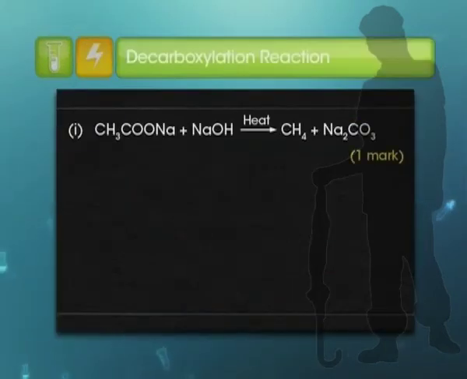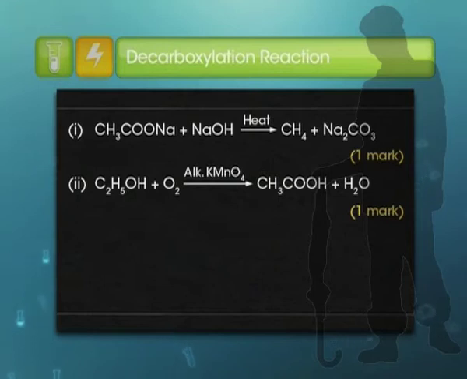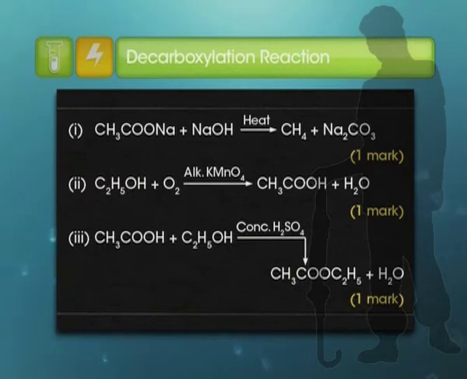Sodium acetate plus sodium hydroxide on heating gives methane and sodium carbonate. Ethanol plus oxygen in alkaline potassium permanganate solution gives acetic acid plus water. And acetic acid plus ethanol in presence of concentrated sulfuric acid gives ethyl ethanoate and water.